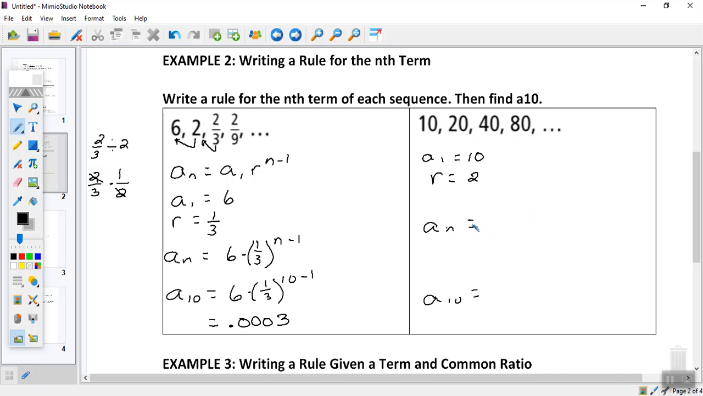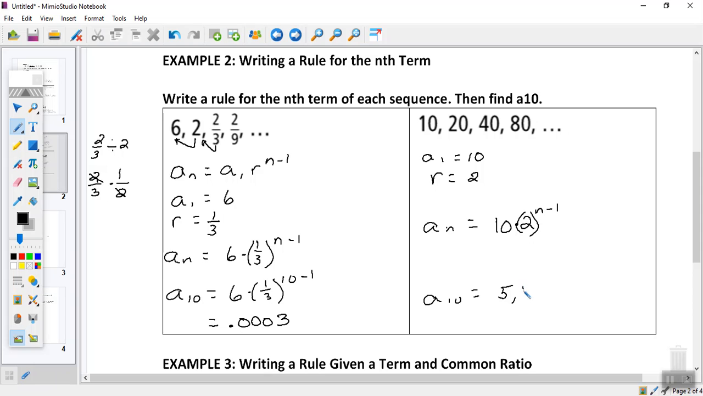Okay, so what's that make the nth term in terms of a geometric rule here? 10 times what? 10 times 2 to the n minus 1. Okay, what are you plugging in for n? 10. So we're really going 2 to the what? 9. 2 to the 9th power first, and then times 10. This would be a pretty sizable number.